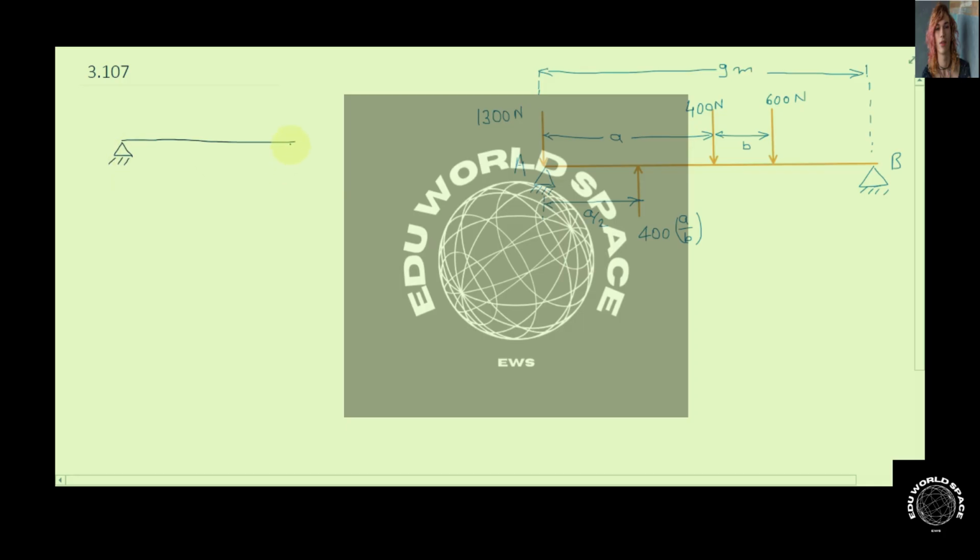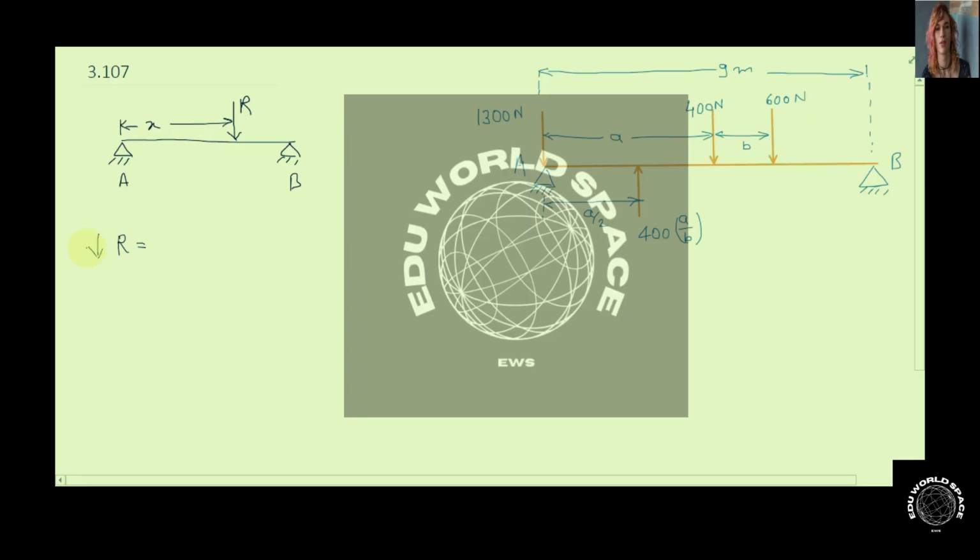So this was support A and this was support B, and let's say our resultant force is R, that is at a distance x from the support A. So we have to find the value of A for which the value of x is maximum. For that, first of all, let us calculate the value of R.